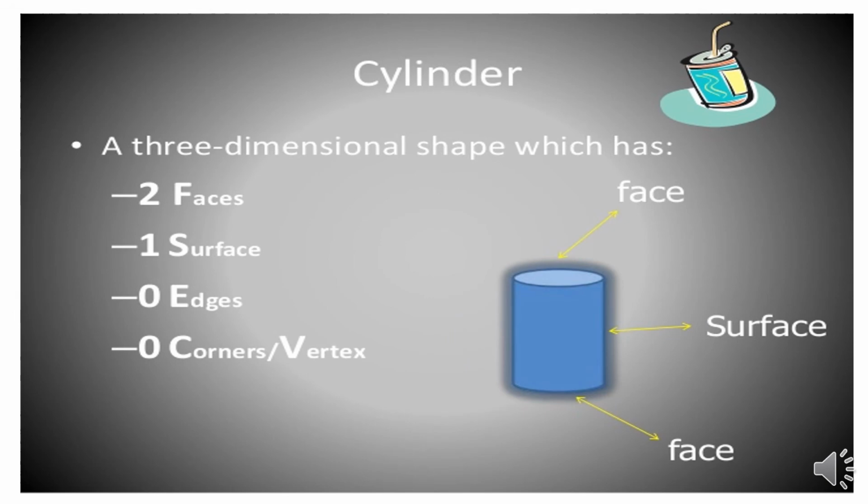Cylinder, a three-dimensional shape which has two faces. One is on the top and the other is on the bottom. One surface that is shown by the arrow. Zero edges and zero corners. You cannot see any corner in cylinder.